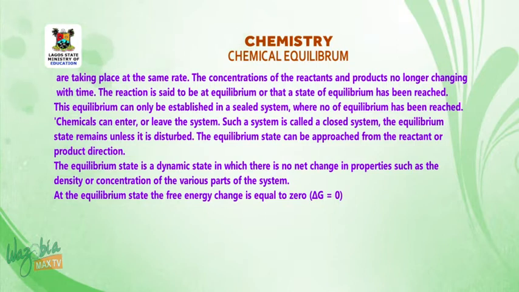The equilibrium state is a dynamic state in which there is no net change in properties such as the density or concentration of the various parts of the system. At equilibrium state, the free energy change is equal to zero. That is, delta G equals zero.